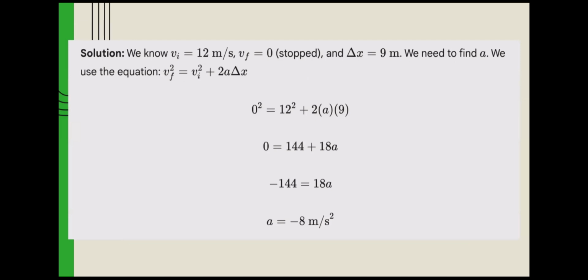Yeah, so the way you solve this problem is, the initial velocity is 12 meters per second. The final velocity is 0 because the vehicle came to a complete stop. And the distance it took to stop, or the delta x, is 9 meters. So you plug these three values into the kinematics equation, vf squared equals vi squared plus 2a delta x. And you just solve for acceleration and you get -8 meters per second squared.